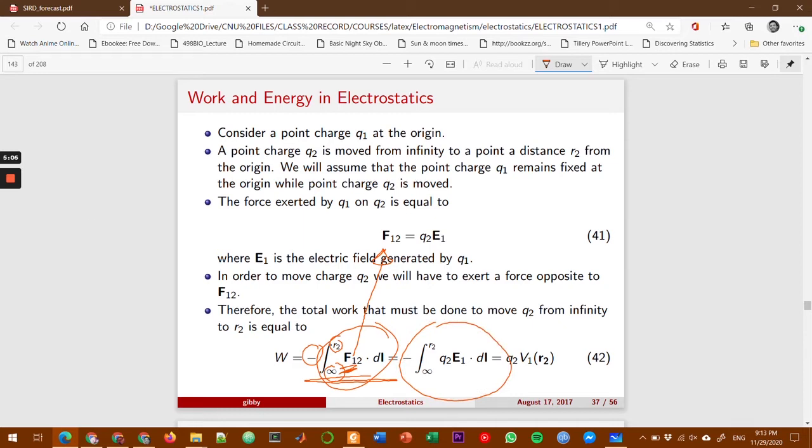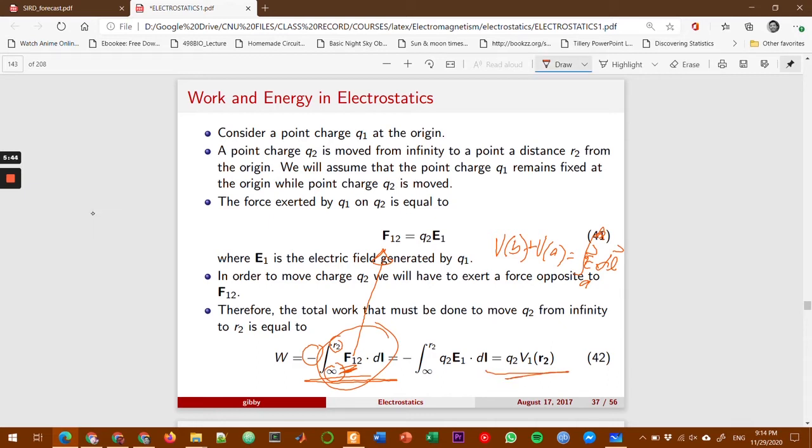And we recall in our previous discussion that this is actually your equation for potential, right? Because we have our formula for potential, V equals the integral from A to B of E dot dl. So this is actually potential. So the work that must be done to move Q2 from infinity to R2 is equal to this formula.